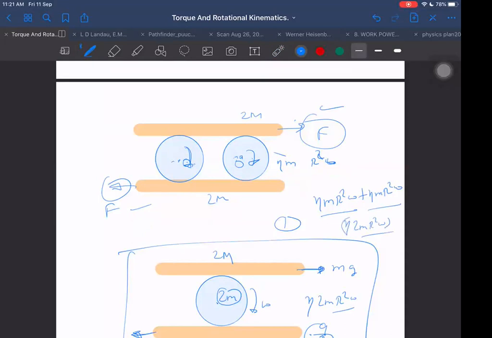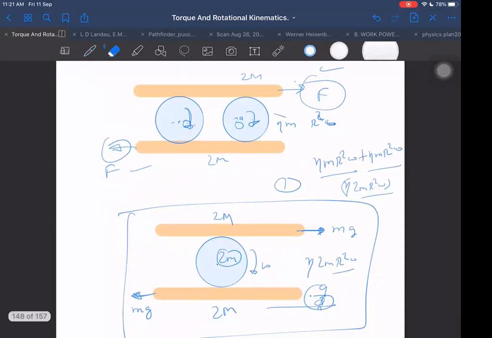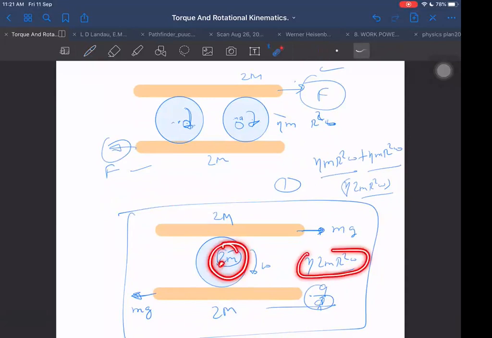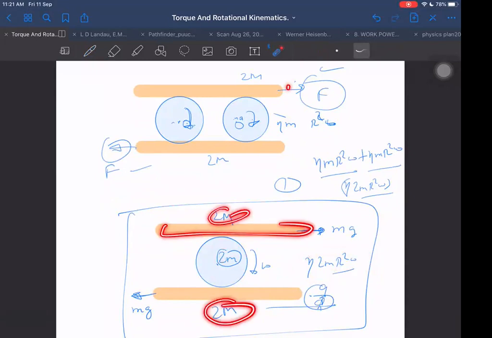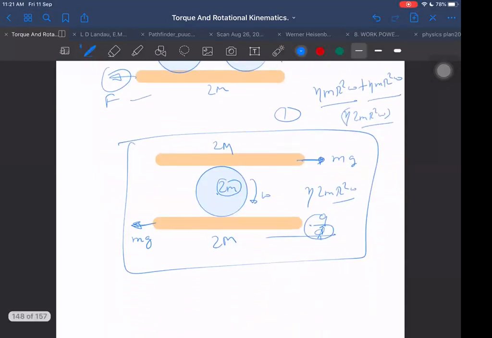Then what can be its equivalent diagram? I can replace it by a single cylinder of 2m mass. Then it will also have eta into 2m r square omega only. Then the equation does not change. And these two blocks I will change by a single block here of 2m mass, and here also a single block of 2m mass. Then our most simplified diagram will be this diagram at last. If this diagram is given, the problem is so easy now.